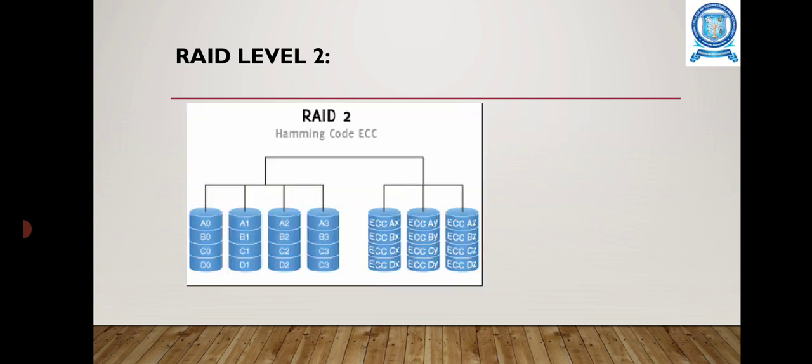This is a representation of RAID 2. Here error correcting codes, ECC, are present for each disk, each drive. The main advantage of this particular RAID 2 is extremely high data transfer rates, and the main disadvantage is that the entry level cost is very high.